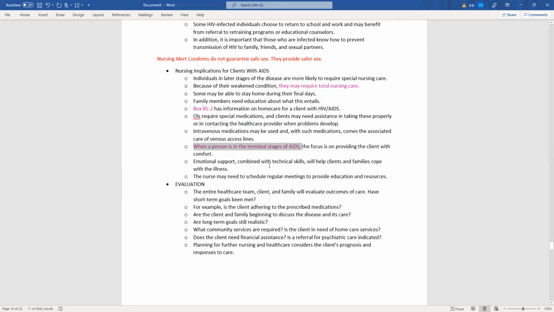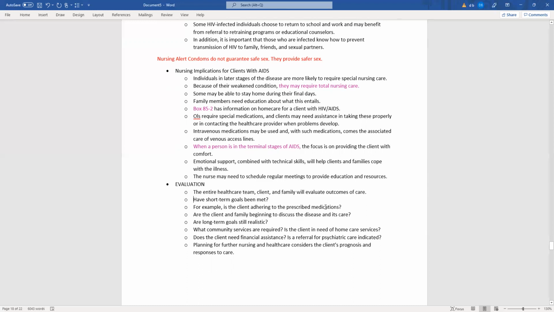Emotional support combined with technical skills will help clients and families cope with the illness. The nurse may need to schedule regular meetings to provide education and resources. Now, for evaluations, the entire healthcare team, client, and family will evaluate outcomes of care. Have short-term goals been met? For example, is the client adhering to the prescribed meds?